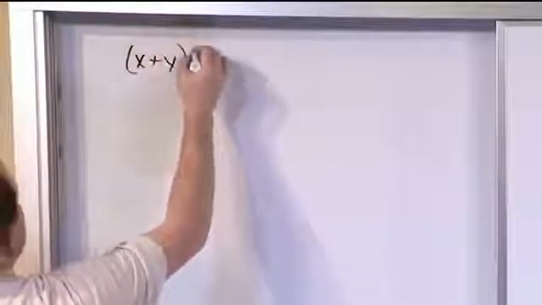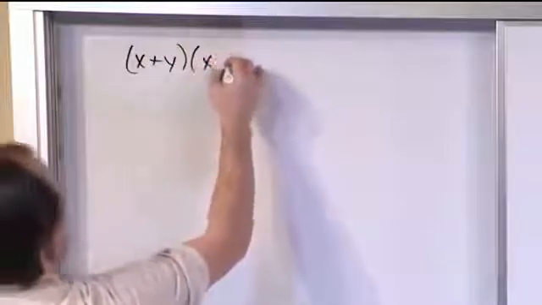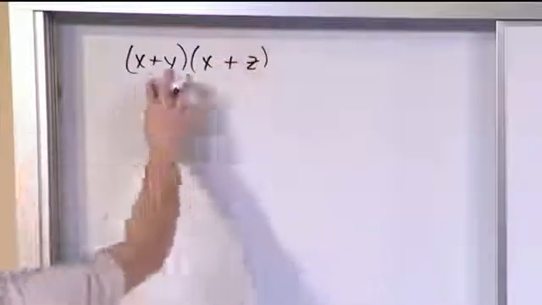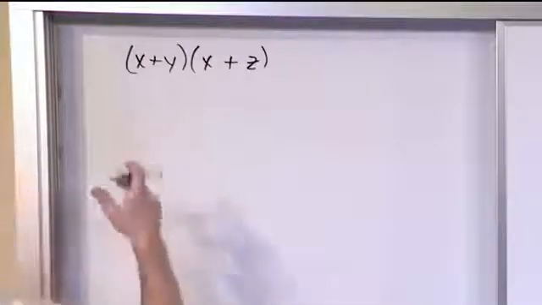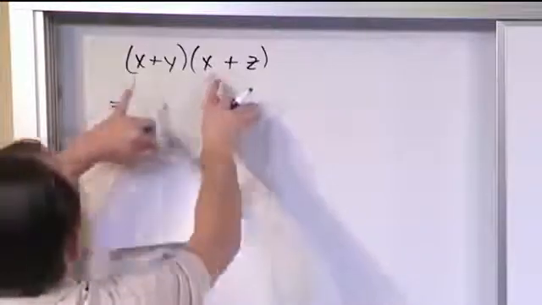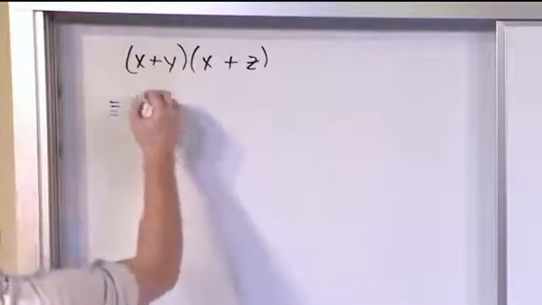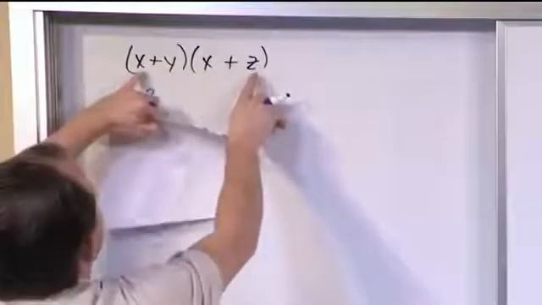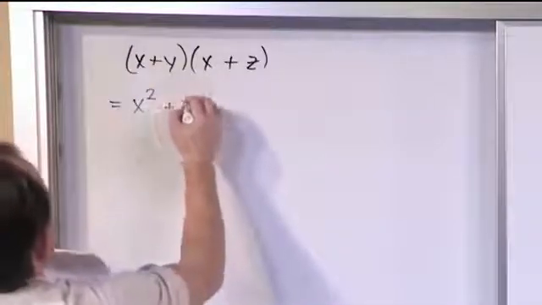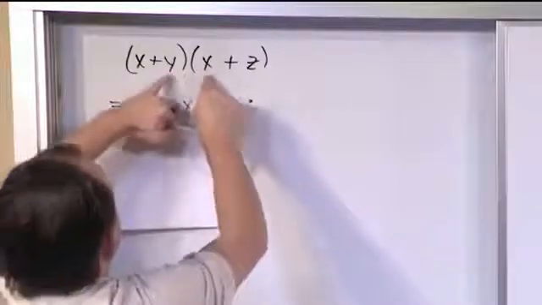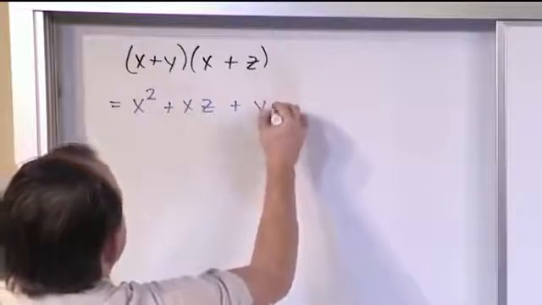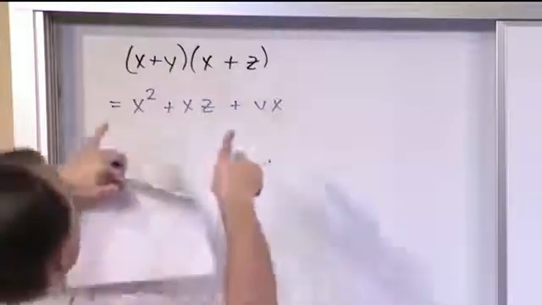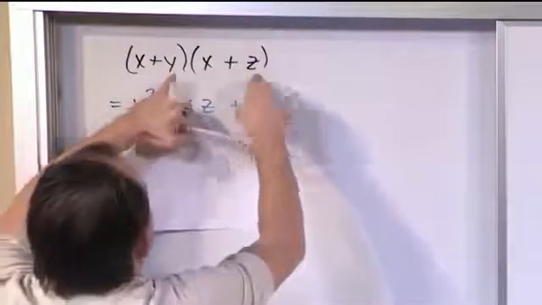Okay, what if you have simply x plus y times x plus z? Binomial times binomial. It's the same story, different chapter every time. First terms, x times x gives you x squared. Outside terms, x times z gives you xz. Inside terms, y times x gives you y times x. There's nothing much more to do there. And then the last terms are these guys, y times z.